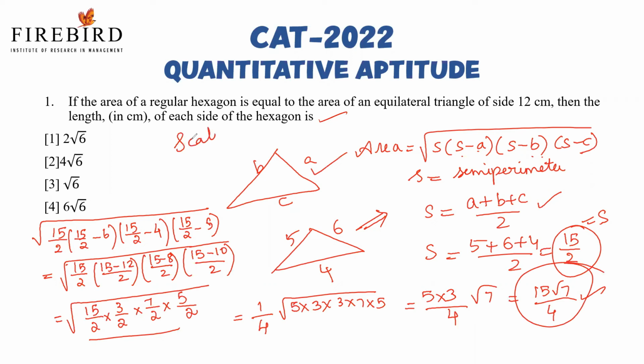Scalene triangle is nothing but what? Which has unequal sides. All the three sides will be different for a scalene triangle. That is very important.